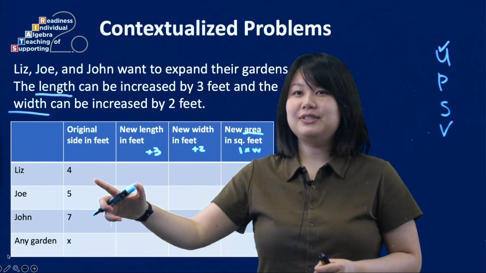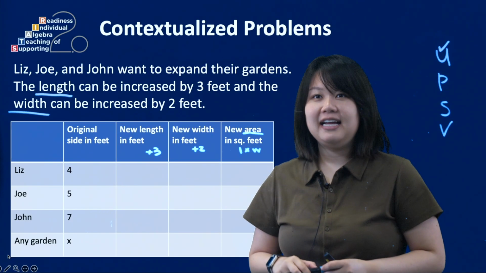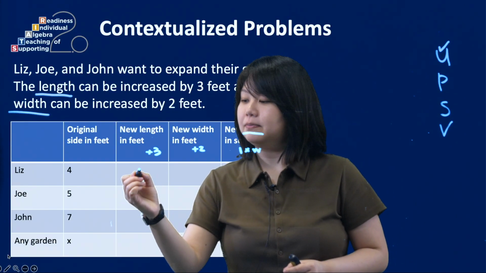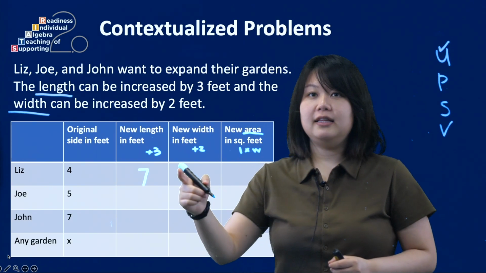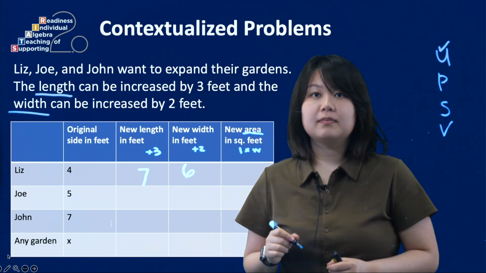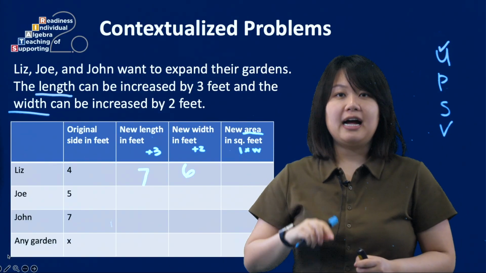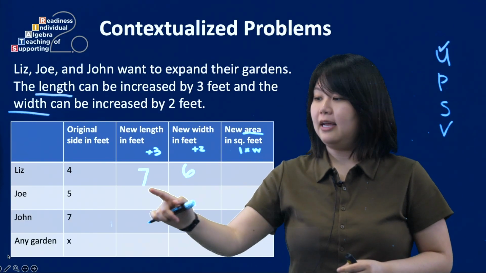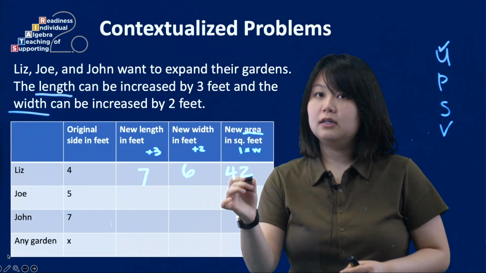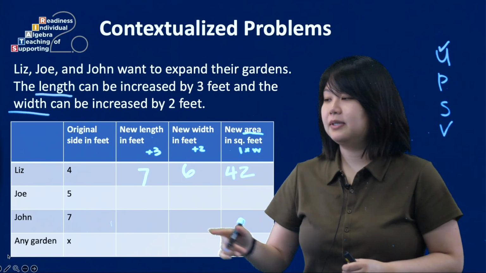Now we have Liz, who started with 4 feet on a side, and the new length when we add 3 will give me 7. And then the new width when we add 2 will give me 6. The new area, in which we have length times width, 7 times 6, gives me 42. So we're done with Liz.